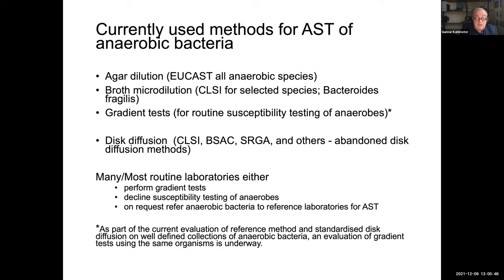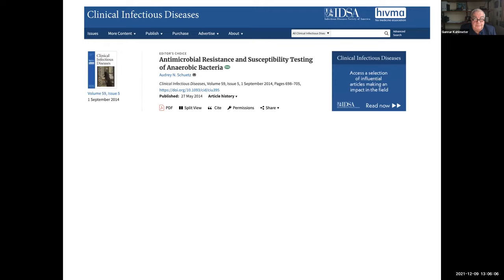We're halfway through, but we feel that the five organisms, or groups of organisms, that we have currently validated the method for are so important in your everyday routine bacteriology that we did not want to wait for the continuation. So I'll just make you aware of this article if you weren't already aware of it. It's from Ulrich Schütz on antimicrobial resistance and susceptibility testing of anaerobic bacteria. You can find it via PubMed or that address there.